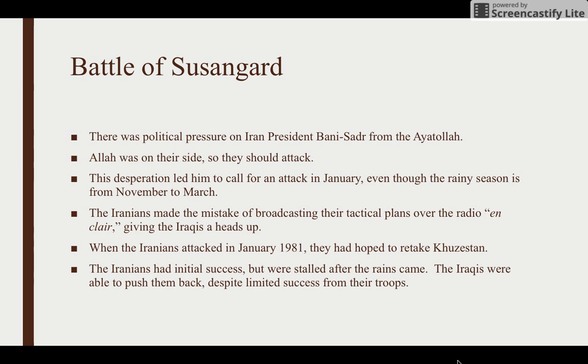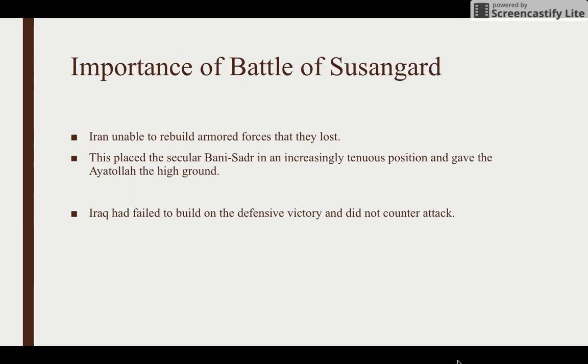So they attack, and during this attack, they do a really poor job because they attack during the rainy season. They broadcast their plans over the radio, and when they attack, they're stuck in the rain, and the Iraqis already know what's coming. So it just turns into a giant mess, and it shows the incompetence of everybody during this initial war.